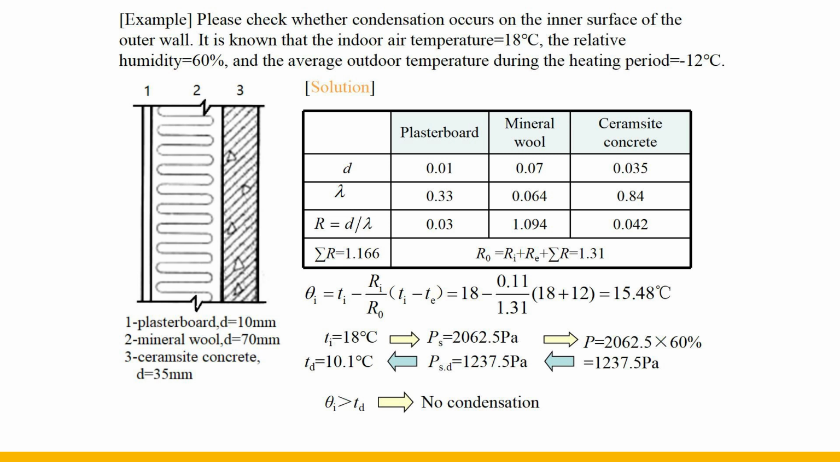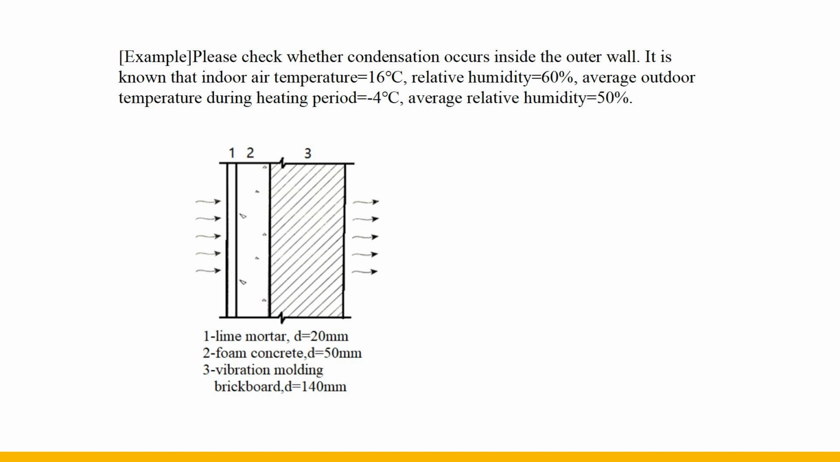Next, let's look at internal condensation. Please check whether condensation occurs inside the outer wall. It is known that indoor air temperature equals 16 centigrade. Relative humidity equals 60%. Average outdoor temperature during heating period equals minus 4 centigrade. Average relative humidity equals 50%.